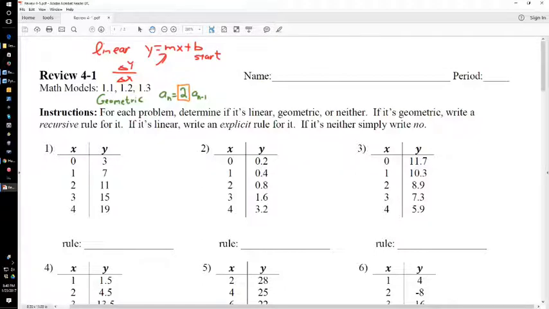But anyways, that's what's going on. So those are the rules you need to write. If it's geometric, write this one. If it's linear, it's that one. So here we go. Number 1, first of all, we're going to find the difference.